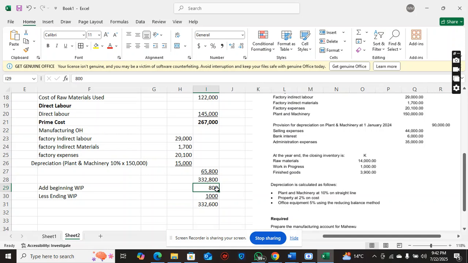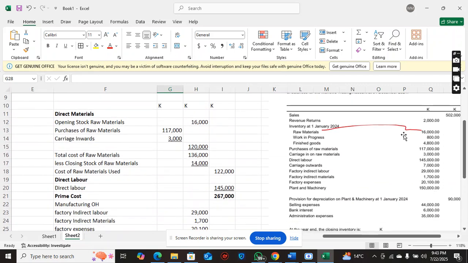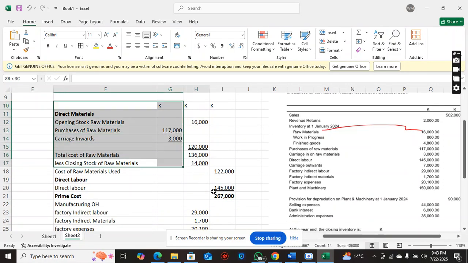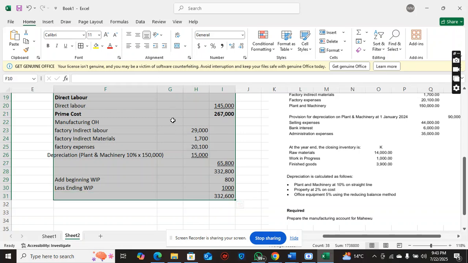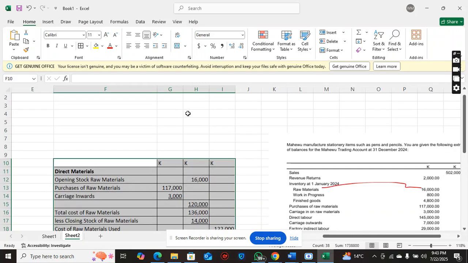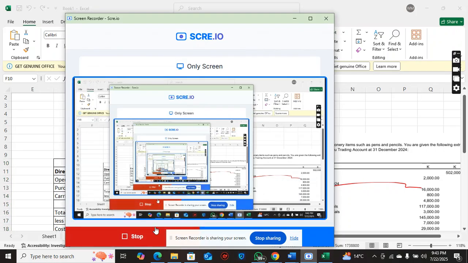I would advise this one is better. Just put add, less, and you just get it like that. But it's up to you. Whichever you feel comfortable with, you do it. Yes, colleagues, that is that for Mahel Manufacturing. Any questions?